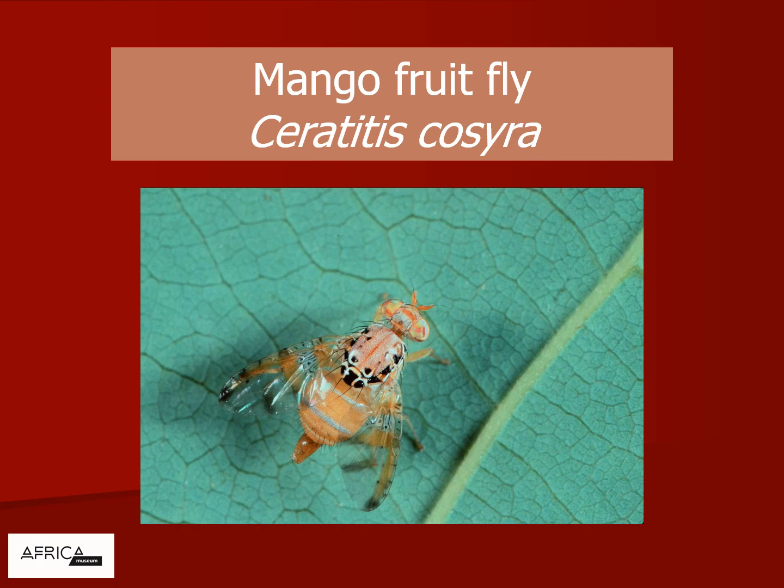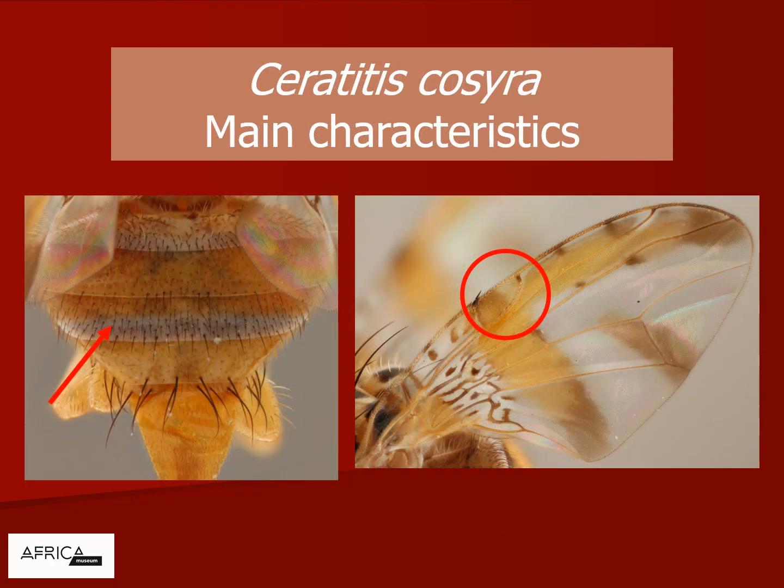The next species is Ceratitis coursera, known as the marula fruit fly or mango fruit fly. Here you see a habitus image. As in Ceratitis capitata, it shows the same kind of general body shape and wing markings. The abdomen is identical to the one observed in Ceratitis capitata, also with the presence of a transverse silvery band as shown here on the left.